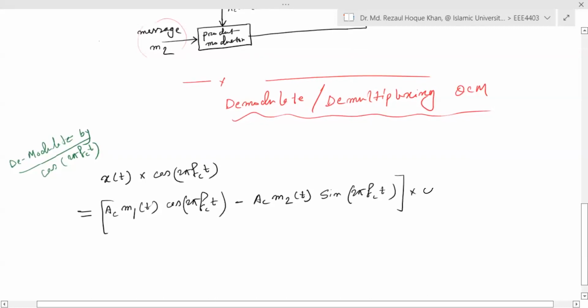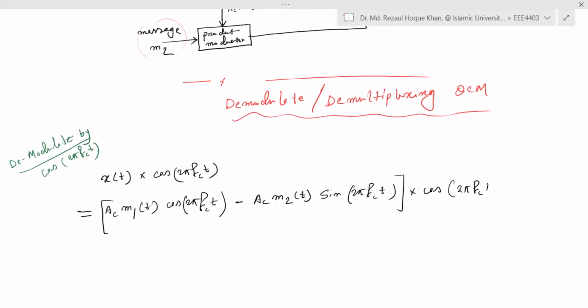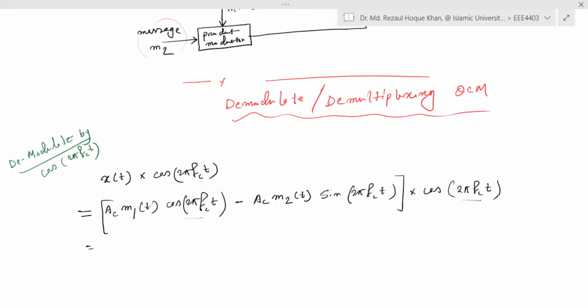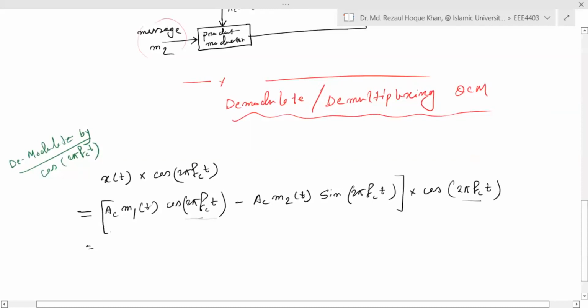This is multiplied with cos 2 pi fct. Okay, so here we can have two formulas. This cos multiplied with the cos term gives cos square theta, and this will be sin theta cos theta. So if it's cos theta times cos term, then 2 cos square theta equals 1 plus cos twice theta. So 2 cos square, because 2 is missing, it will be half of it, right?